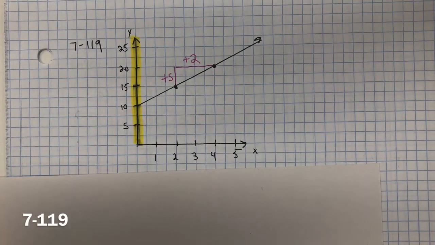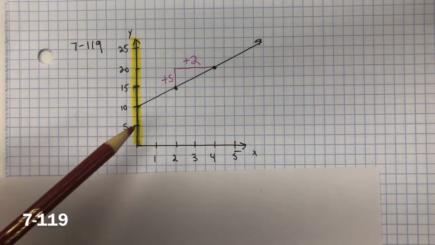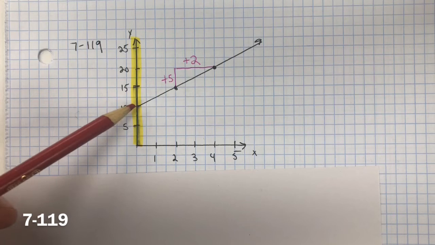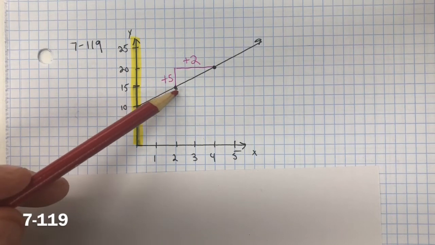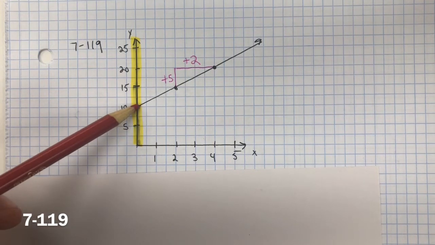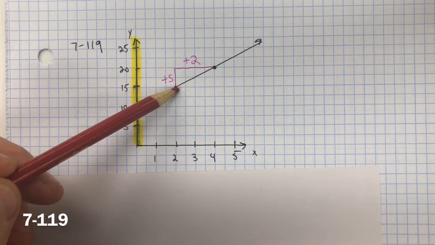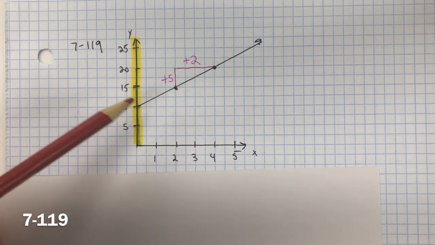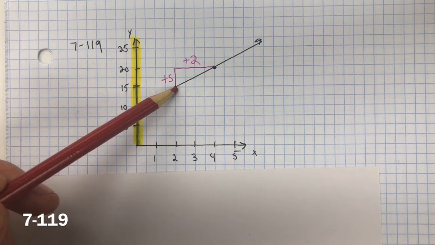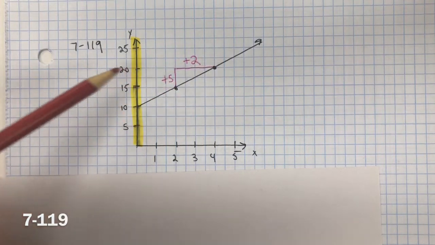In problem 7.119, you need to determine the slope of the line. So we have the line here, and you can take any two lattice points, any points that intersect the grid lines. So we have a point here at the y-intercept, and another here. So I'm going to take these two lattice points, and remember, slope is rise over run, so you're going to rise 5 over 2.